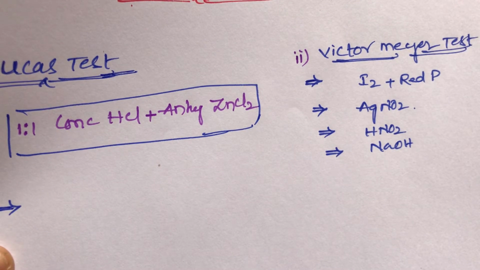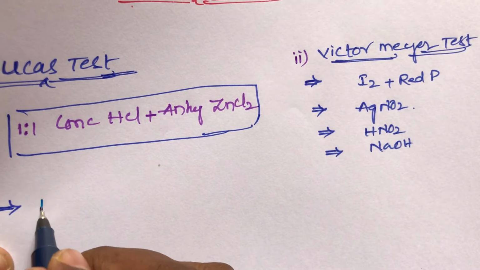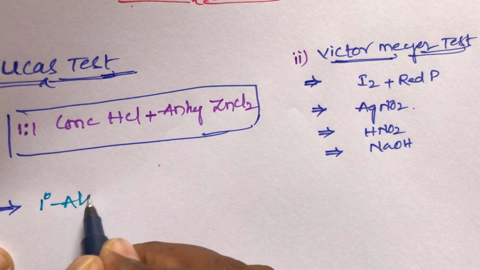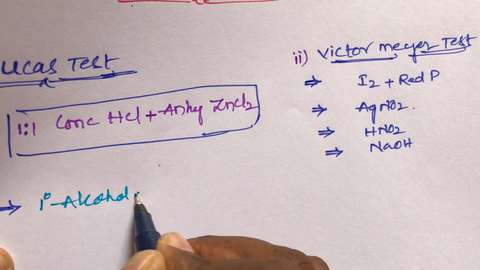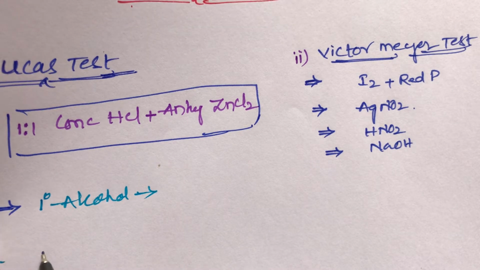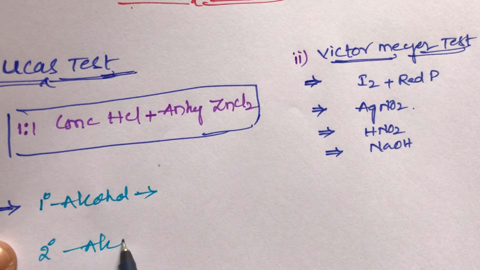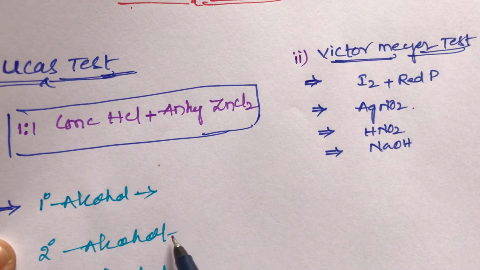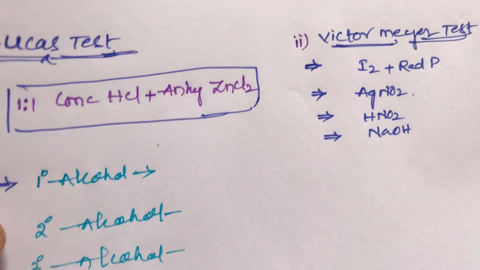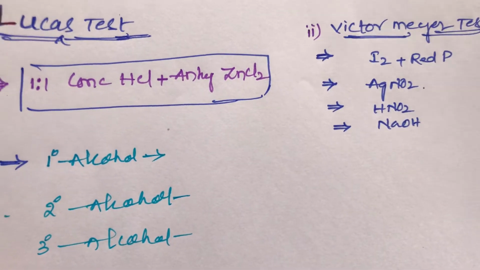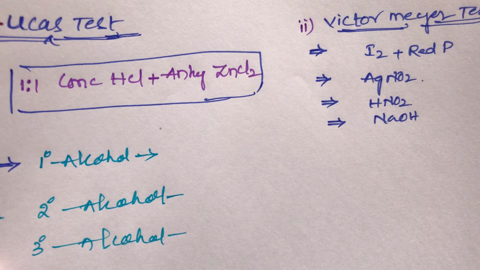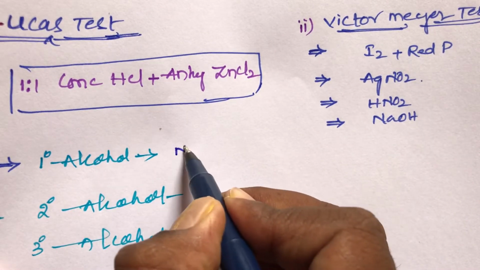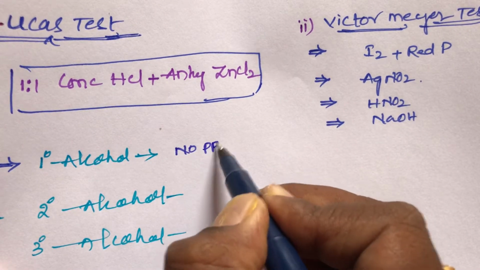Here I am writing primary alcohols, that is 1 degree alcohols, then secondary alcohols, and third, tertiary alcohols. This is very important. When Lucas reagent reacts with primary alcohols, what happens? There is no white precipitate, no PPT.